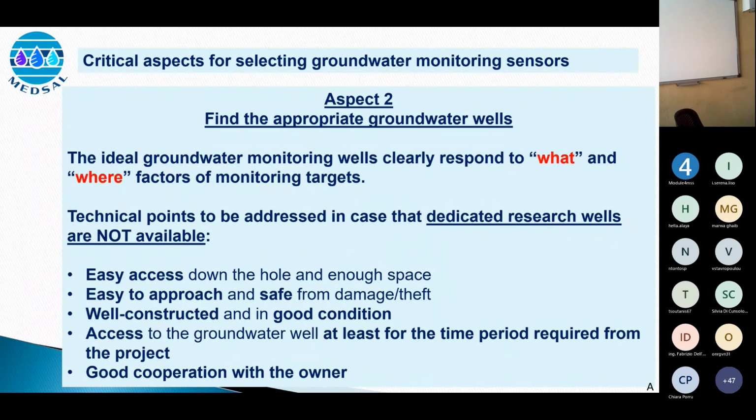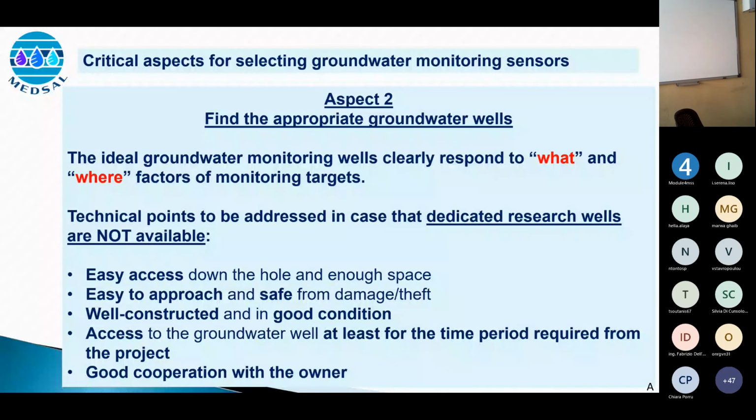Then you need to find an easy to approach and safe well from theft and damage. And this theft and damage could be a result of vandalism, but could also be a result of too much vibration of the pumping system in case you decide to install your sensors in the abstraction well, with or without a housing pipe. In both cases, damage and theft is an issue, and you have to make sure that you take all possible precautions to resolve the possibilities.